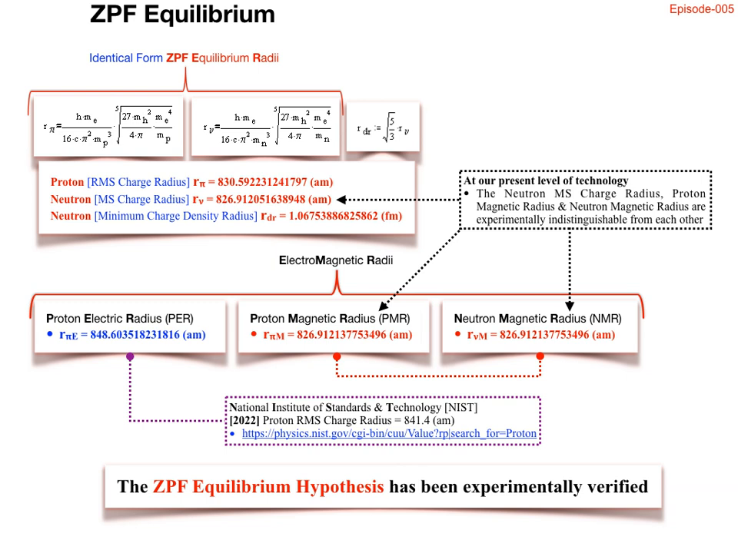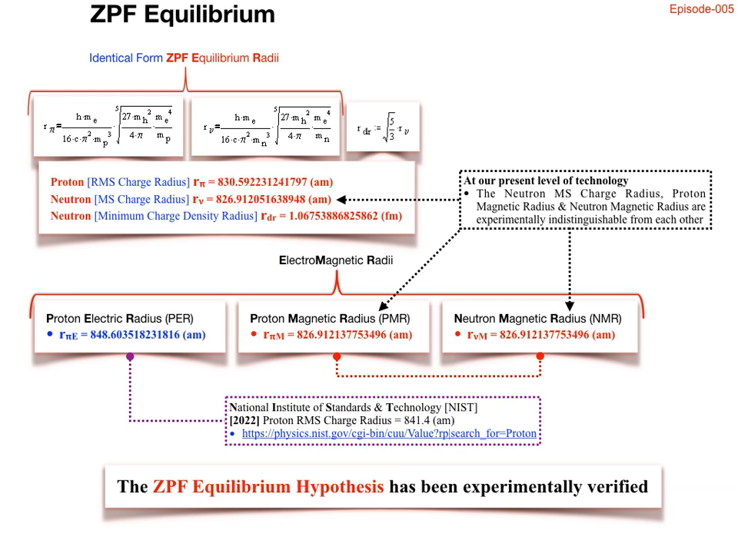Utilizing zero-point field equilibrium radii, Storti determined the proton electric radius, the proton magnetic radius, and the neutron magnetic radius, whereby Storti's solution predicts the two magnetic radii to be equal. However, at our present level of technology, the neutron mean squared charge radius, proton magnetic radius, and neutron magnetic radius are experimentally indistinguishable from each other.